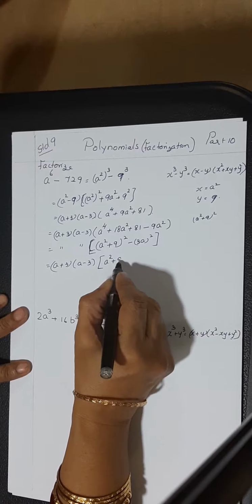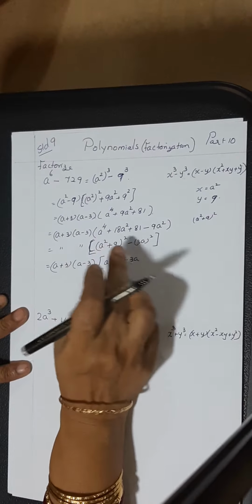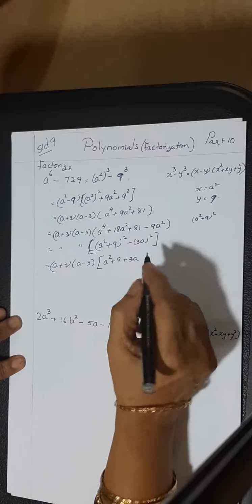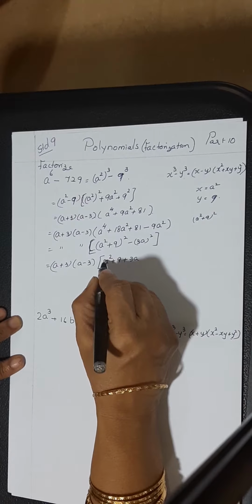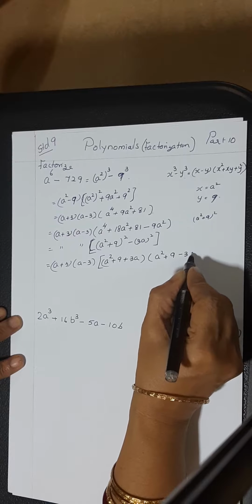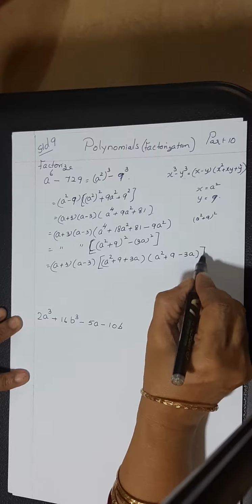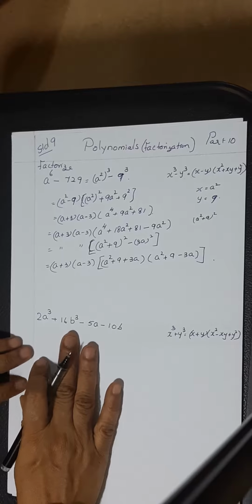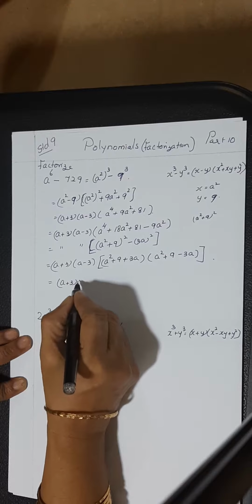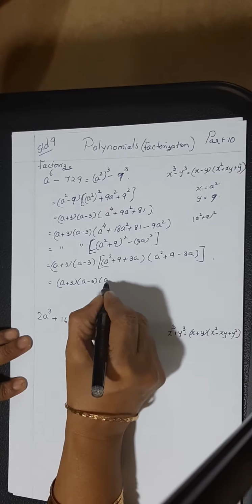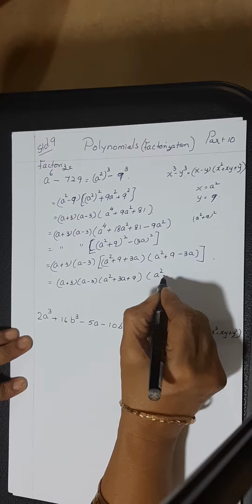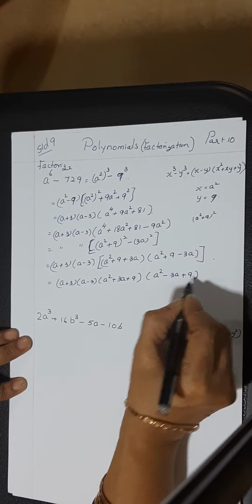a squared plus 9 plus 3a, x squared minus y squared is x plus y. So a squared plus 9 plus 3a into a squared plus 9 minus 3a. So that's it, we cannot factorize further. So your final answer is a plus 3 into a minus 3 into a squared plus 3a plus 9 into a squared minus 3a plus 9.